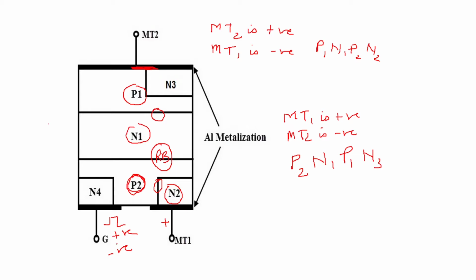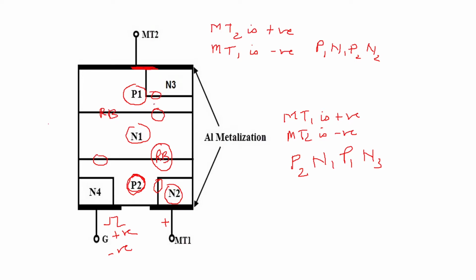Clear? Then, if you make the MT1 terminal positive with respect to MT2, the first junction between P2 and N1 will be forward biased. N1 P1 will be reverse biased, and P1 N3 will be forward biased.